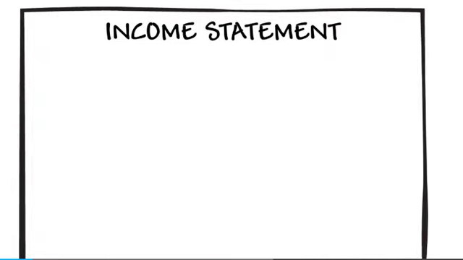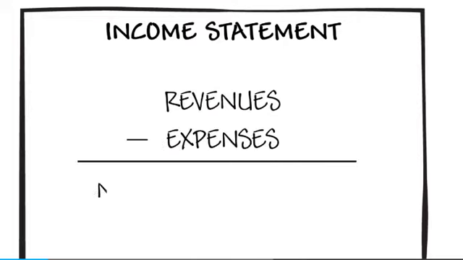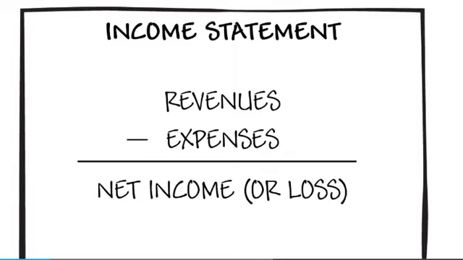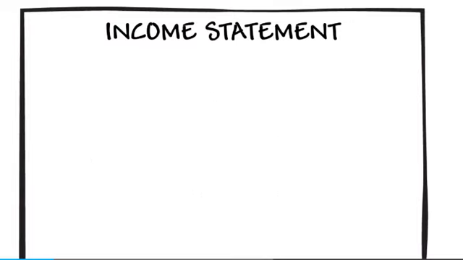An income statement is a financial statement that calculates the firm's profit or loss by subtracting expenses from revenues. The basic format of the income statement is revenues minus expenses equals net income. Many income statements contain more detail and break down expenses into several categories.